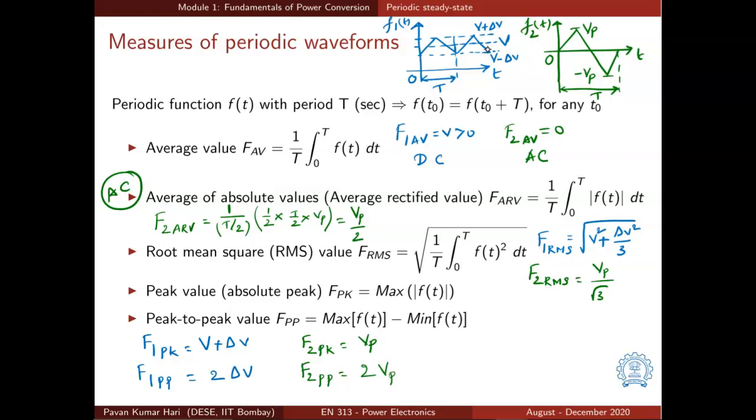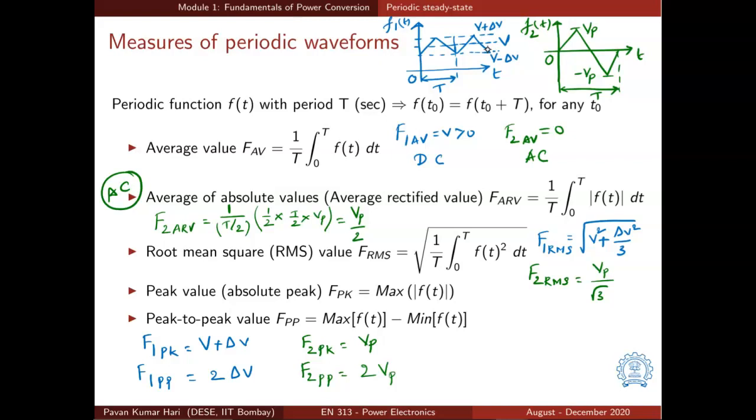So the average value of f1 of t, denoted by f1 average, is capital V, which is greater than 0. That is why we call it a DC waveform. While the average value of f2 of t, denoted by f2 average, is 0. So it is an AC waveform as per the notion of DC and AC in power electronic circuits.